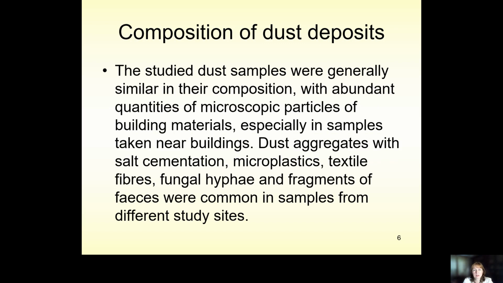The studied dust samples were generally similar in composition, with abundant quantities of macroscopic particles of building materials, especially in samples taken near buildings. Dust aggregates with salt cementation, microplastic, textile and plastic fibers, fungal spores, and fragments of feces were common in samples from different study areas.